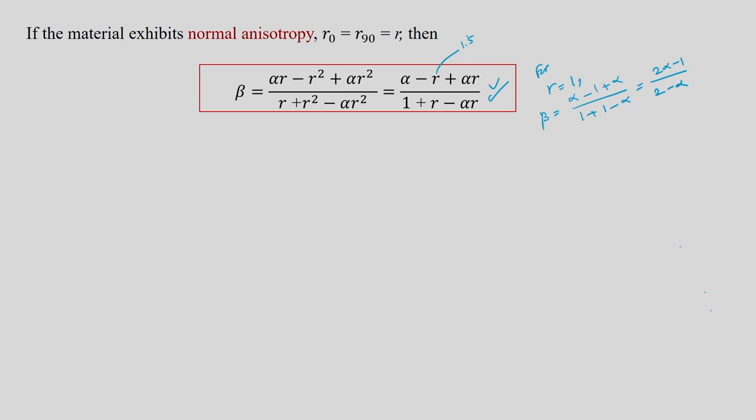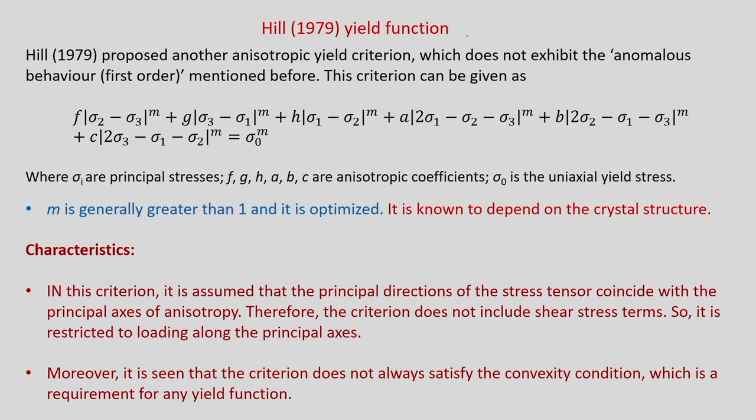So now you can see for anisotropic sheets, by considering this particular formula, what will be the alpha, beta for uniaxial, plane strain, pure shear, and the other two cases, balanced biaxial stretching. All these cases we can find out. Anyway, so now 1948 is over. Now let us go to Hill 1979. We will not discuss much in all these things. We will quickly go ahead.